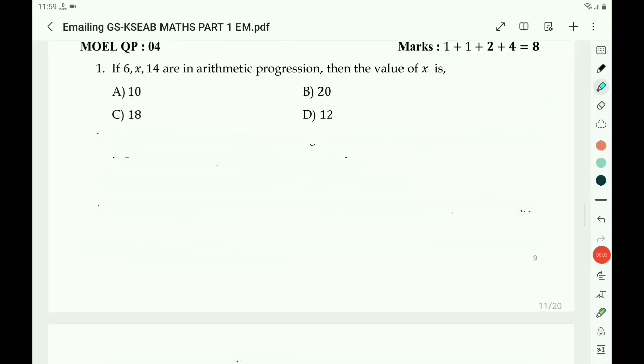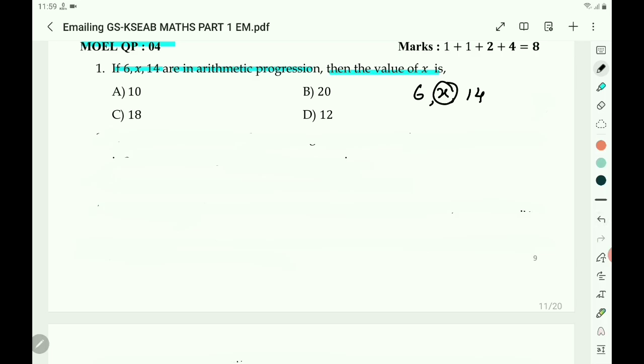Now let us take model question paper 4. First question: if 6, x, 14 are in arithmetic progression, then the value of x is. Here 6, x and 14 are in AP. When 3 terms are in AP, the middle term is the average of the first and the third term.